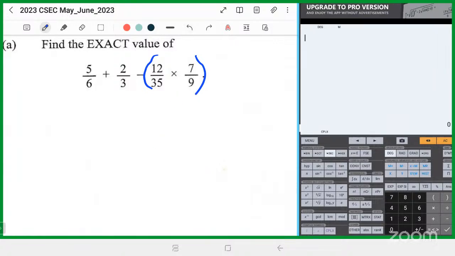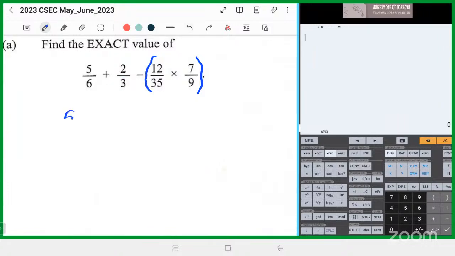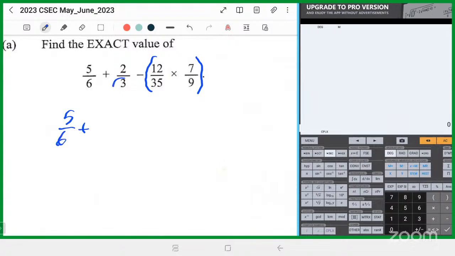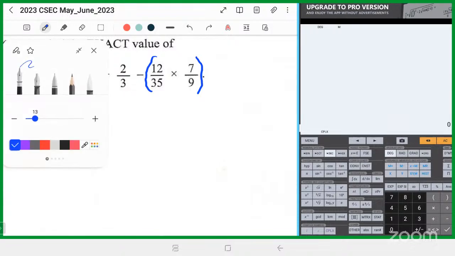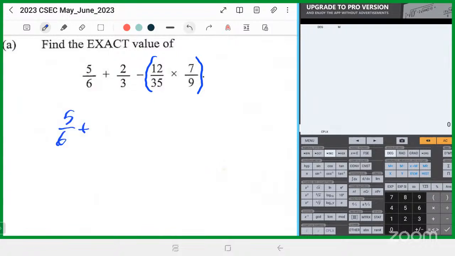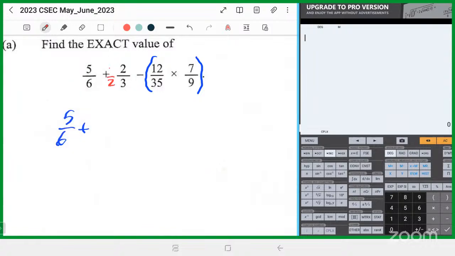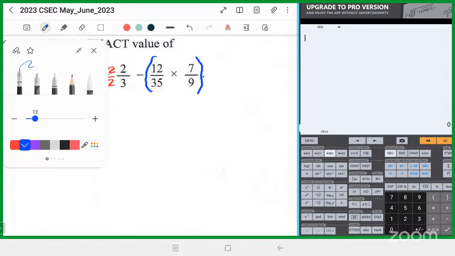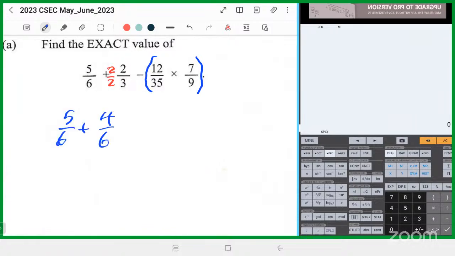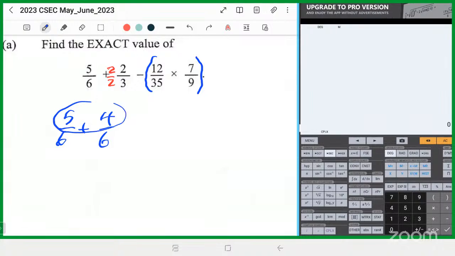All right? So we're going to add these two and work out this multiplication inside there by itself. All right. So what does this become? This is 5 over 6. This can become a denominator of 6 as well. So I'm going to write 5 over 6 plus, to get that denominator of 6 here, I multiply it by 2. And I multiply the numerator also by 2. Just to show some work, because I don't know if they'll use a calculator. So this fraction will become 4 over 6. So these two have the same denominator now, so they can add to 9 over 6.